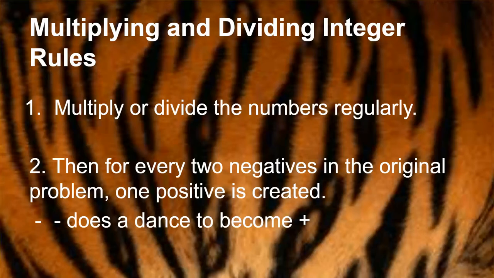Then, if there are two negative signs, they come together, do a little dance, and become a positive. If there's only one negative sign, it stays negative. If there's more than two, then for every even number of negatives, it becomes positive. If you have an odd number of negatives, the answer would still be negative. Let's look at some problems.